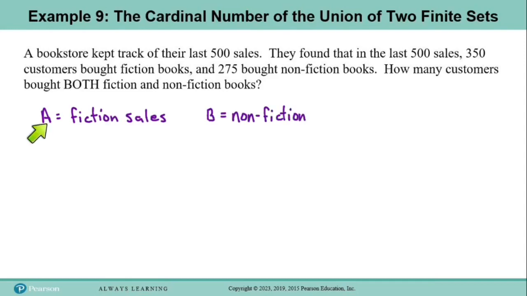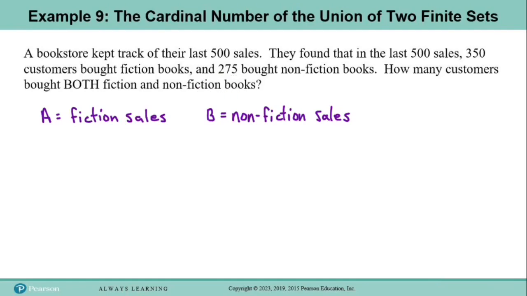So we can say that the set A is the number of fiction sales and the set B is the number of nonfiction sales. Now remember that they're only looking at their last 500 sales, but you can see that of those last 500, there were 350 sales involving fiction books and 275 sales involving nonfiction books. Well, that's more than 500 sales. So that tells us that some customers bought both. And the problem is that the customers who bought both are going to be counted in this 350 number, but they are also included in this 275 number.